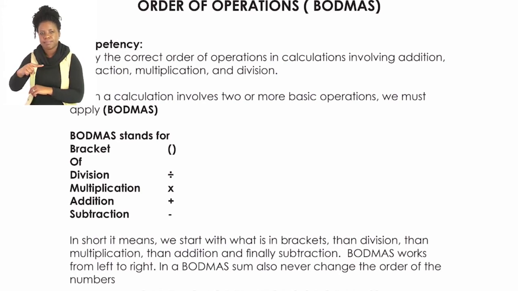So, in short, it means we start with what is in brackets, then division, then multiplication, then addition, and finally subtraction. BODMAS, boys and girls, works from left to right. And that we will explain when we get to the examples. And one important rule in BODMAS: never ever change the order of the numbers. We will also explain that when we get to our examples.